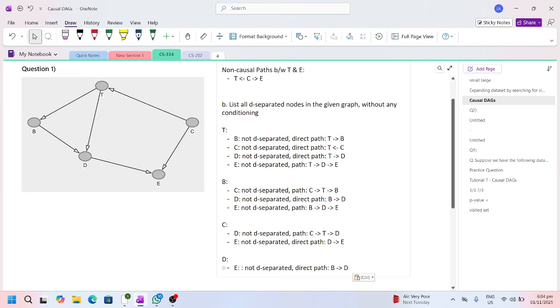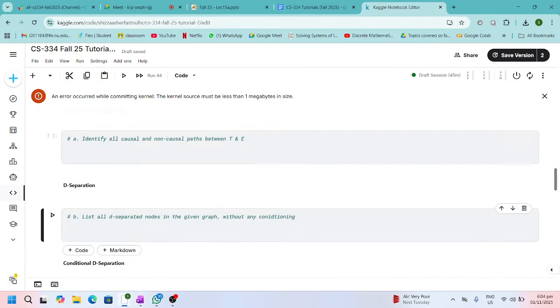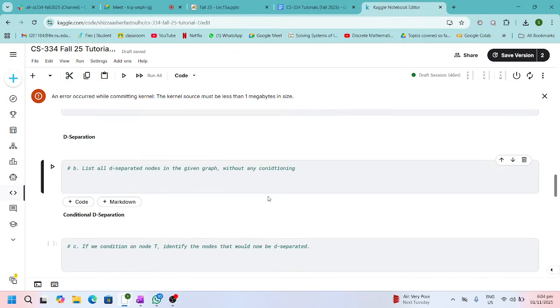And D and E are not d-separated because I can see a direct path that starts at D and ends at E. I have tried every single combination of nodes, and now I can conclude that there are no nodes in this graph that are d-separated without any conditioning. We haven't conditioned yet. So let's move on to the next part of this question.